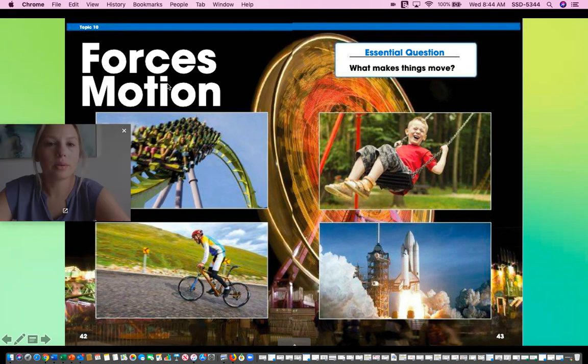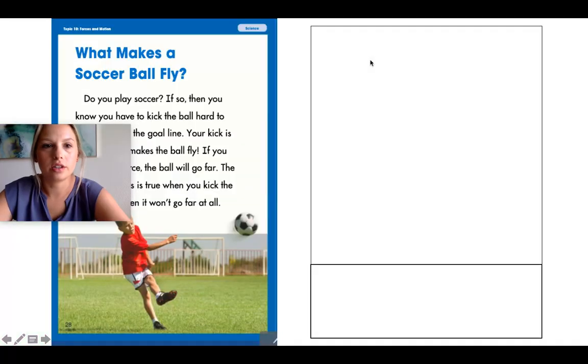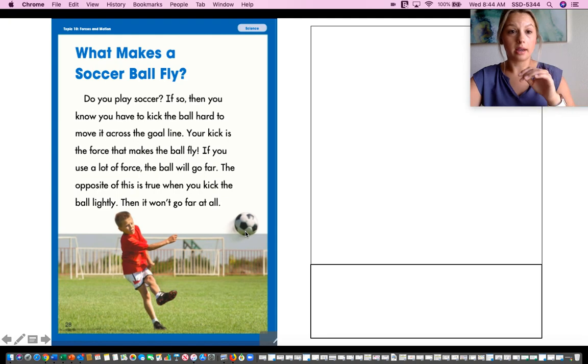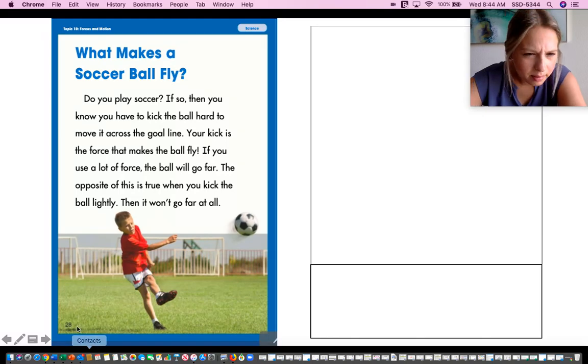Okay, go ahead and open your Read My Shared Readers to this page here. And you see the illustration of the boy playing soccer. The title is What Makes a Soccer Ball Fly? And it's on page 28.